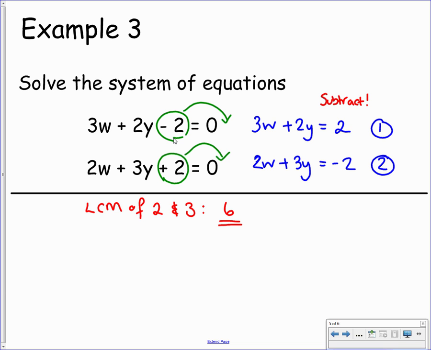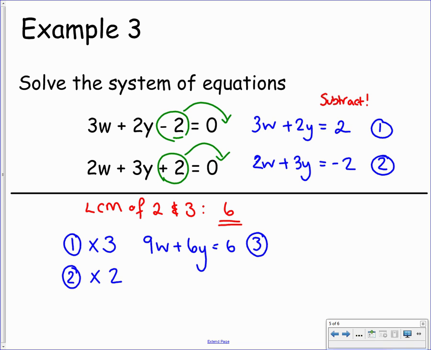So to get from a 2y to a 6y, we're going to have to take equation 1 and multiply it by 3. That gives us 9w plus 6y equals 6. Again, we'll name this one as equation 3. If we take equation 2 this time, we can multiply it by 2 to get a 6y. That would give us 4w plus 6y equals -4. This is now a new equation, equation number 4.